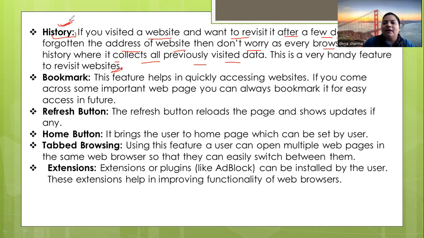History is the feature by which the user can access any website without remembering the URL address of that particular website again and again. So by just going to the history, you can click the link that has already been saved, because you have visited that site already.